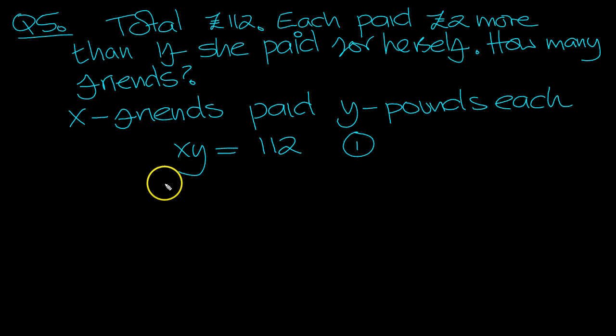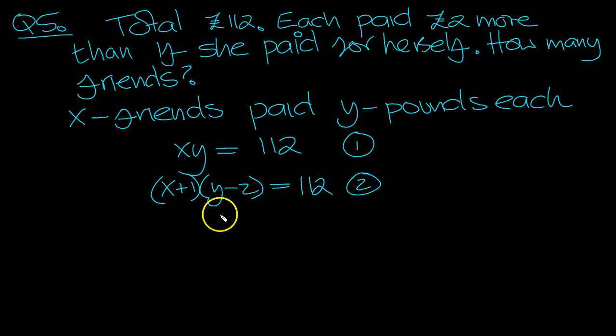Now, if Christine had paid for herself, so there'll be X plus one of them, each one would have paid £2 less, because if they paid £2 more here, but if they paid £2 less, then it would have been 112. Same bill, of course. So if X is the number of friends, they each paid Y pounds, it would have been 112. But if Christine had chipped in, everyone would have had to pay £2 less. So that would be 112. So that's one way to express it.